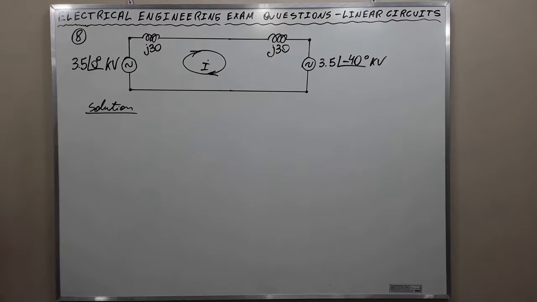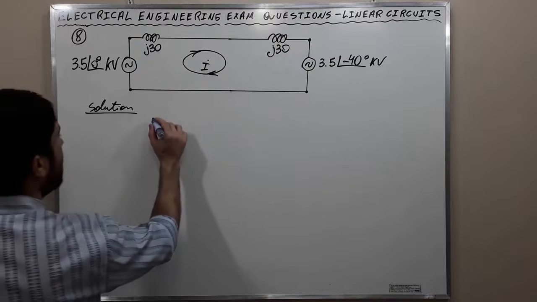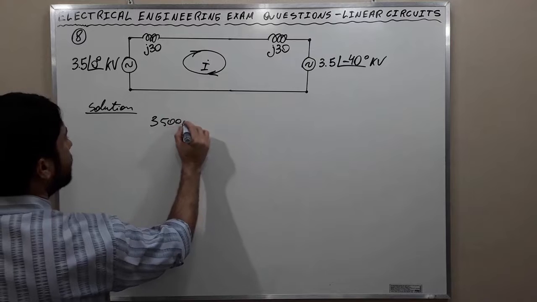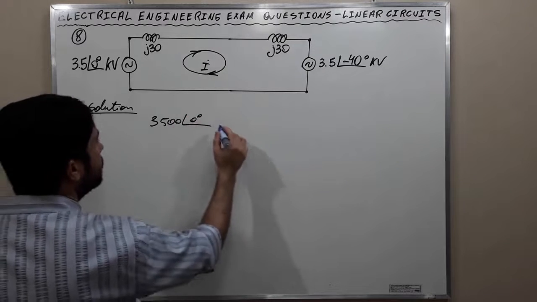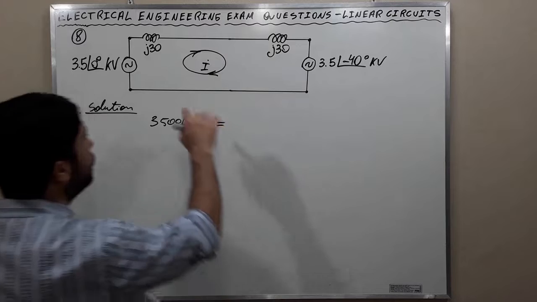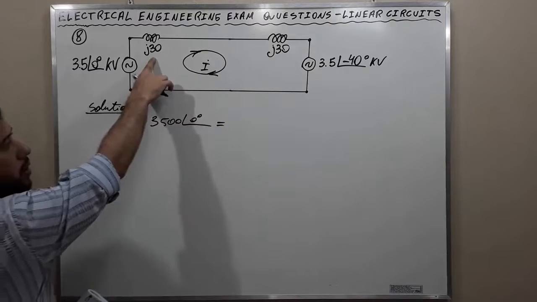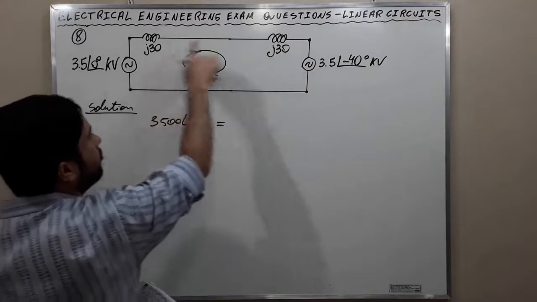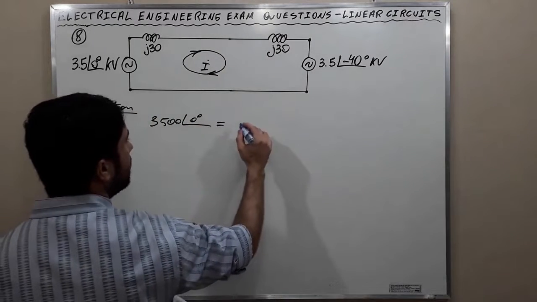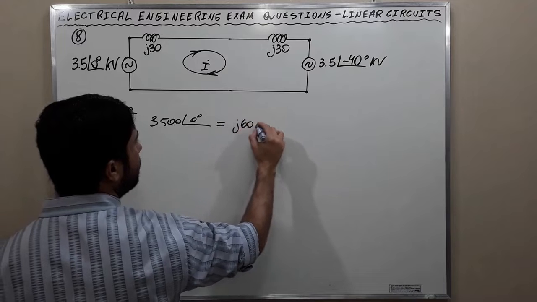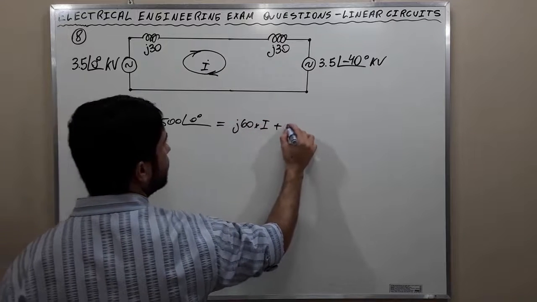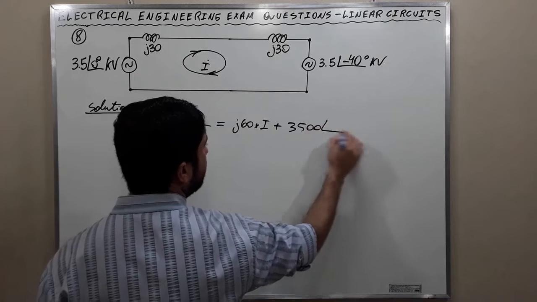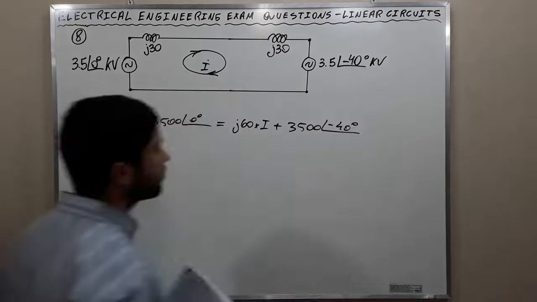We are going to apply KVL to calculate the magnitude of the current. Okay, so 3,500 phase 0 degrees volts is going to be equal to the voltage drop here plus the voltage drop here plus this voltage here. I'm going to bundle these two together, and it's going to be J60 times the current plus 3,500 phase negative 40 degrees.